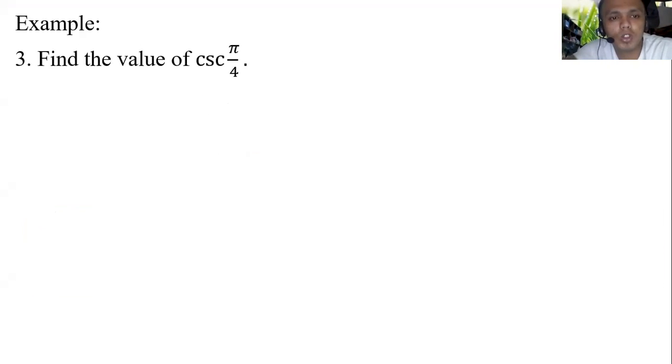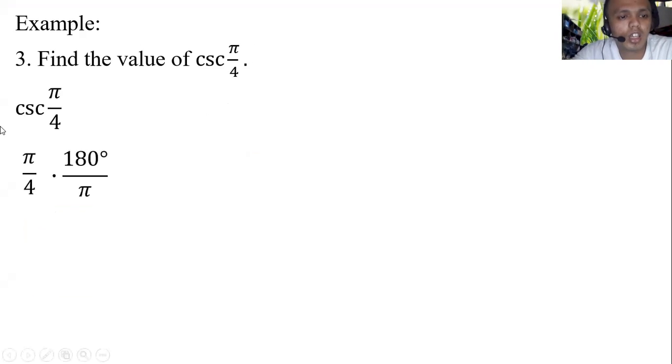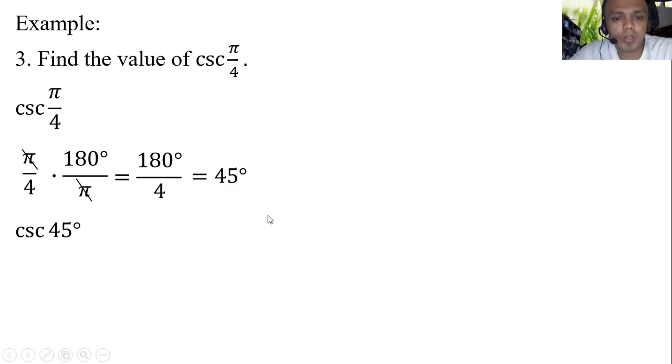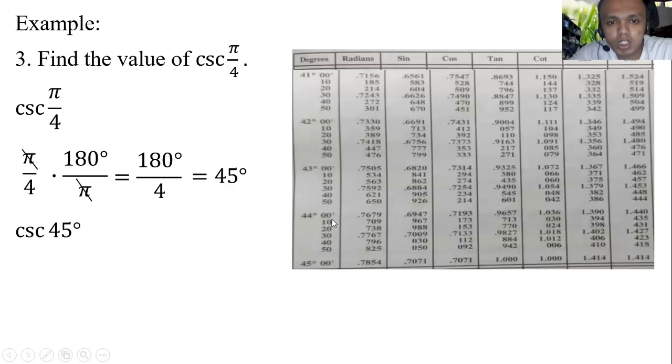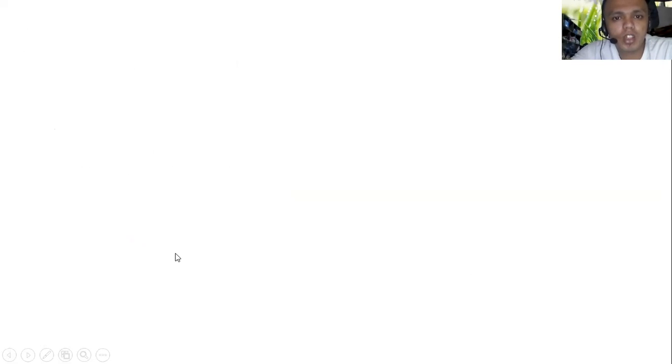Next, what if this is the given? Find the value of cosecant of pi over 4. Let us convert pi over 4 to degrees to make it easier. Cancel this out, then 180 divided by 4 is 45 degrees. So cosecant 45 degrees, which is covered by my picture, this is the cosecant at the very end. 45 degrees is equal to 1.414.